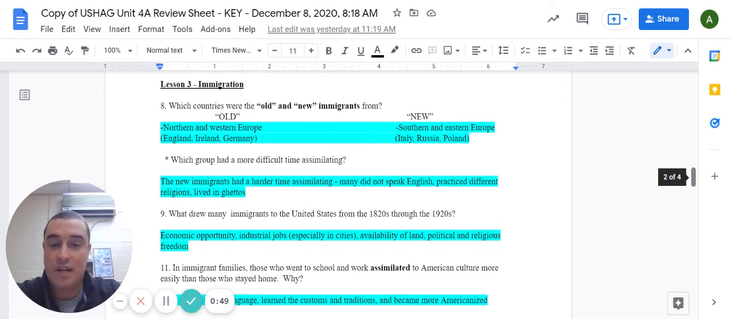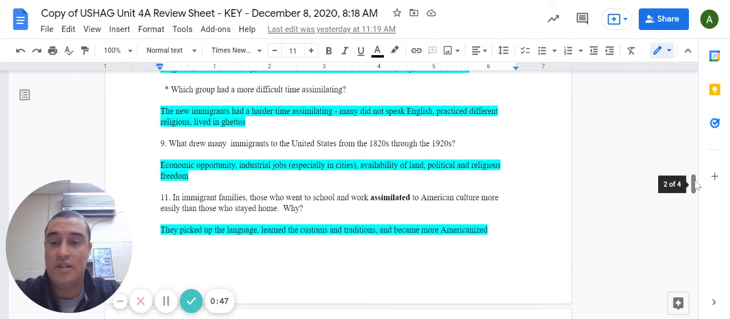And overall, with this next question here, the new immigrants had a harder time assimilating, or adopting American culture and fitting in, because many of the new immigrants did not speak English. They practiced different religions like Judaism or Orthodox Christianity, and many lived in ethnic enclaves or ethnic neighborhoods in cities that we call ghettos.